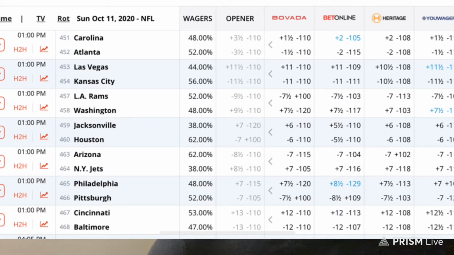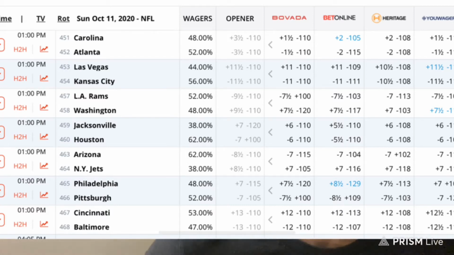It opened up at plus 3.5. A lot of sharp money coming in on Carolina. Line's gone all the way down to 1.5 at Bovada, plus 2 at Bet Online, plus 2 at Heritage. Again, if you're going to play this game, I highly recommend you play it on the money line. Not really any advantage at all to play it at the spread, even if you're getting like plus 3.